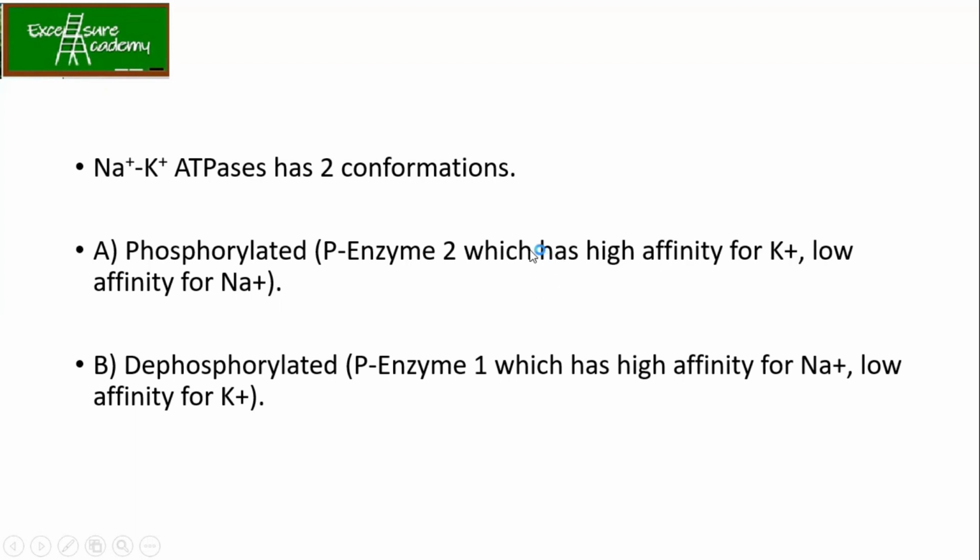The first one is the E2 conformation, which has been phosphorylated and has high affinity for K plus, low affinity for Na plus. Dephosphorylated, it is your E1 state, which has high affinity for Na plus and low affinity for K plus. This is something that you have to remember.